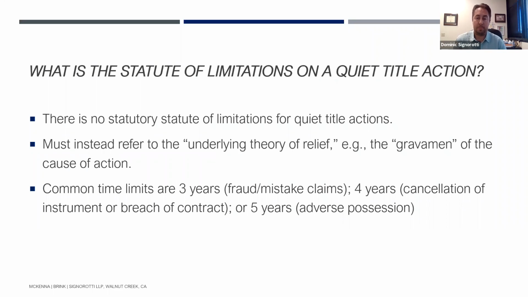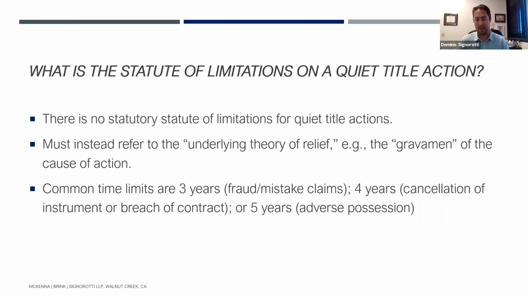One question that often comes up in dealing with quiet title is, well, what's the statute of limitations? And there has historically been some level of confusion because unlike many types of claims, there's no statutory statute of limitations. There's nothing within the code that says, hey, it's 2 year, 3 year, 4, 5, or anything like that. Instead, what the case law and the statutes require is that we look to the quote-unquote gravamen of the cause of action. What really is the underlying cause of relief, the theory that you're working on, and that in turn is going to determine what the statute of limitations is.